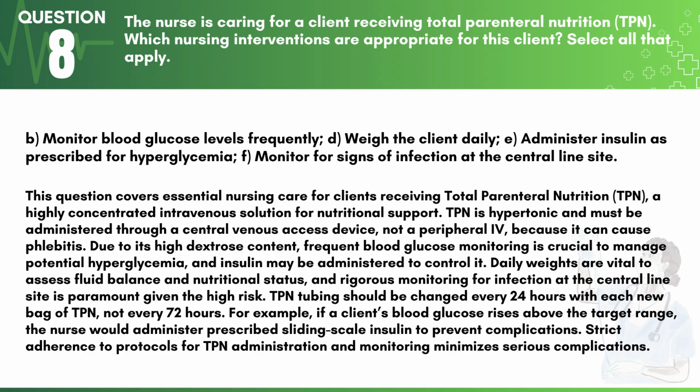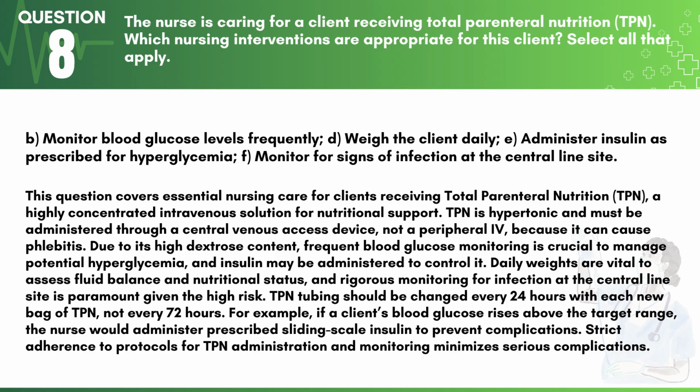support. TPN is hypertonic and must be administered through a central venous access device, not a peripheral IV, because it can cause phlebitis. Due to its high dextrose content, frequent blood glucose monitoring is crucial to manage potential hyperglycemia, and insulin may be administered to control it. Daily weights are vital to assess fluid balance and nutritional status, and rigorous monitoring for infection at the central line site is paramount given the high risk.